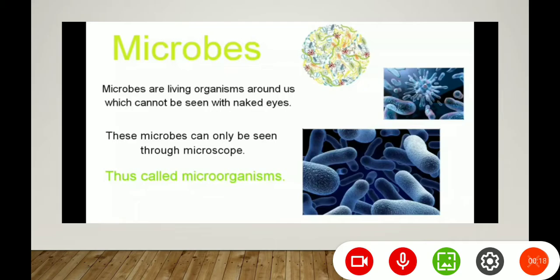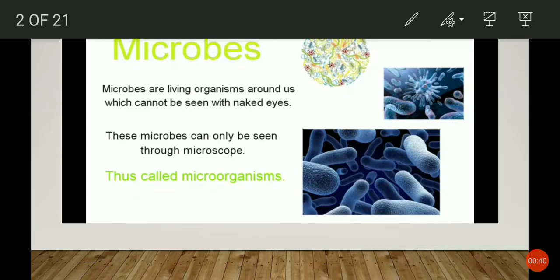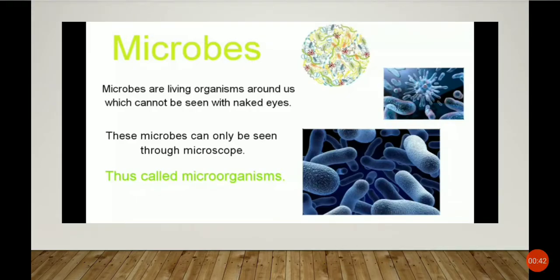What are microbes? Microbes are living organisms around us which cannot be seen with naked eyes. So, with what can we see them? We can see them only through a microscope. That is the reason these organisms are called microorganisms. Okay, so let's move forward.